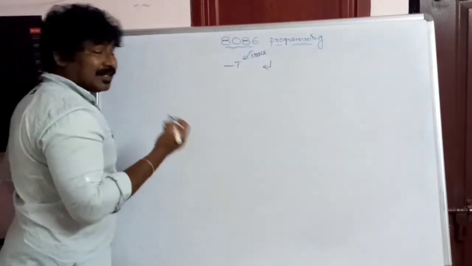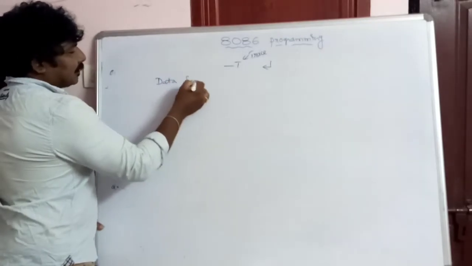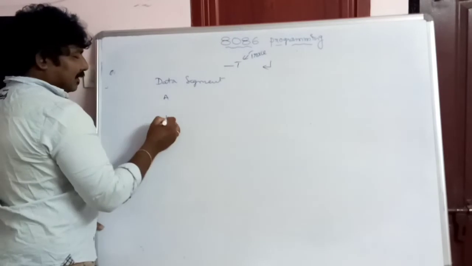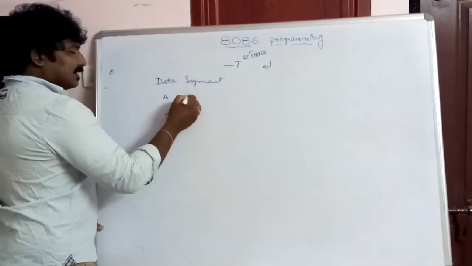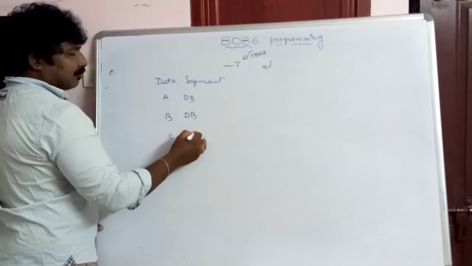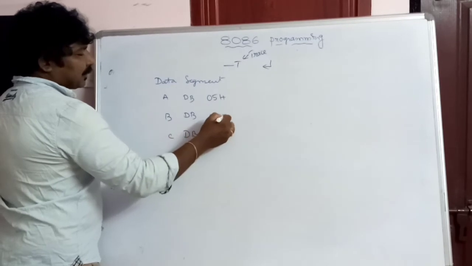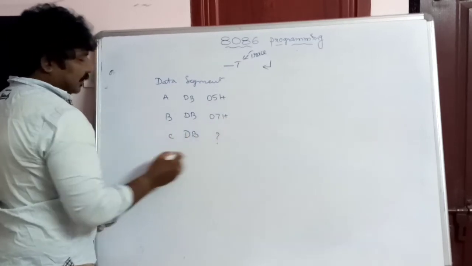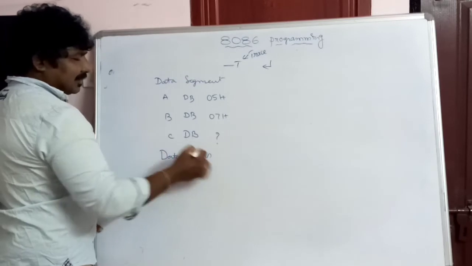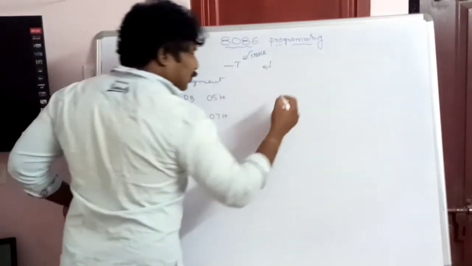What have you written in the data segment? I'm just writing that data segment here. In the data segment, there is A, B, C, and this is DB, and this is also DB. DB stands for define byte, and I have given the values 05H, 07H, and C is the value I need to find, and this is data ENDS. ENDS means end of the segment.